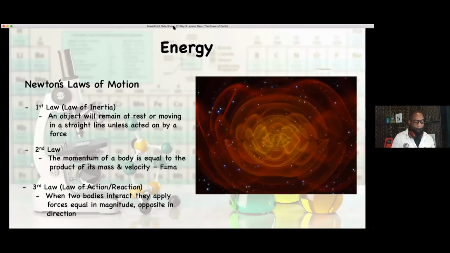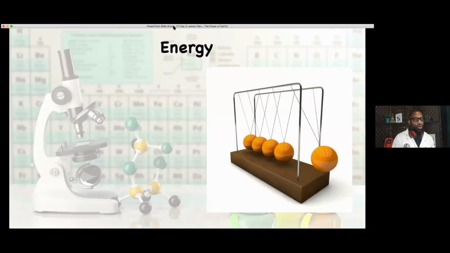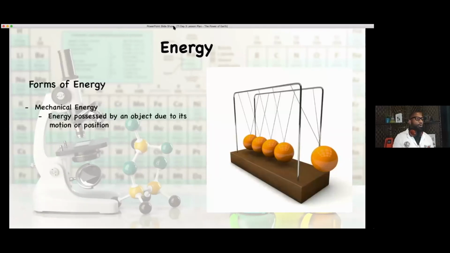So those are different forces and how we explain Newton's 3 laws right there, which is very simple. So I'm going to go back to my slide here real quick because we have another element which I think is very important for everybody to know. So I'll pull this back up here to my PowerPoint. Boom. And we are going to talk about forms of energy.